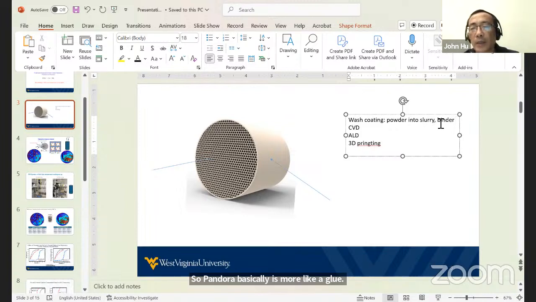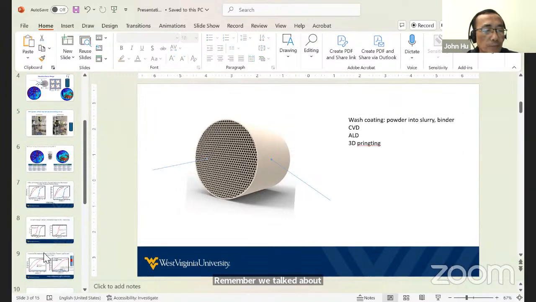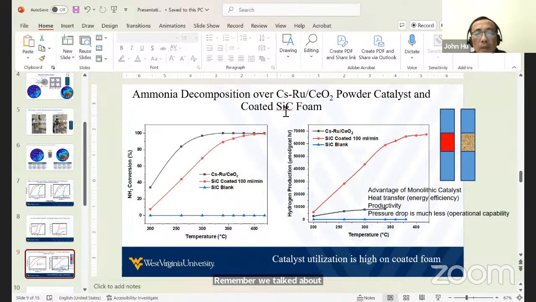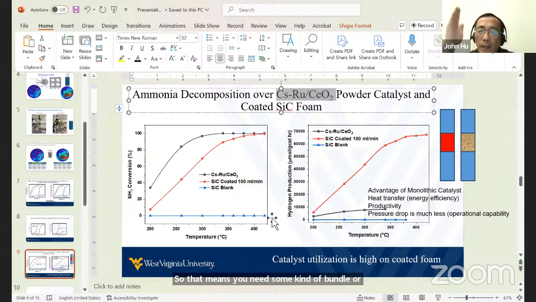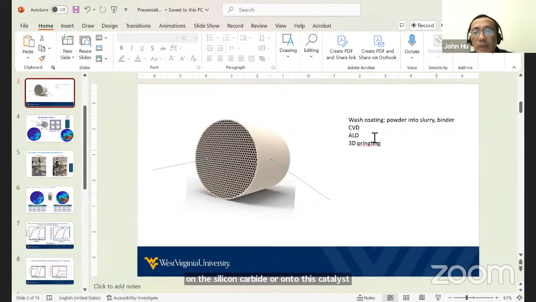Remember we talked about this catalyst, cesium, ruthenium. It depends on the monolithic you use. The adhesion may be very low. That means you need some kind of binder or adhesive blended together, and then coat it on the silicon carbide or onto this catalyst.